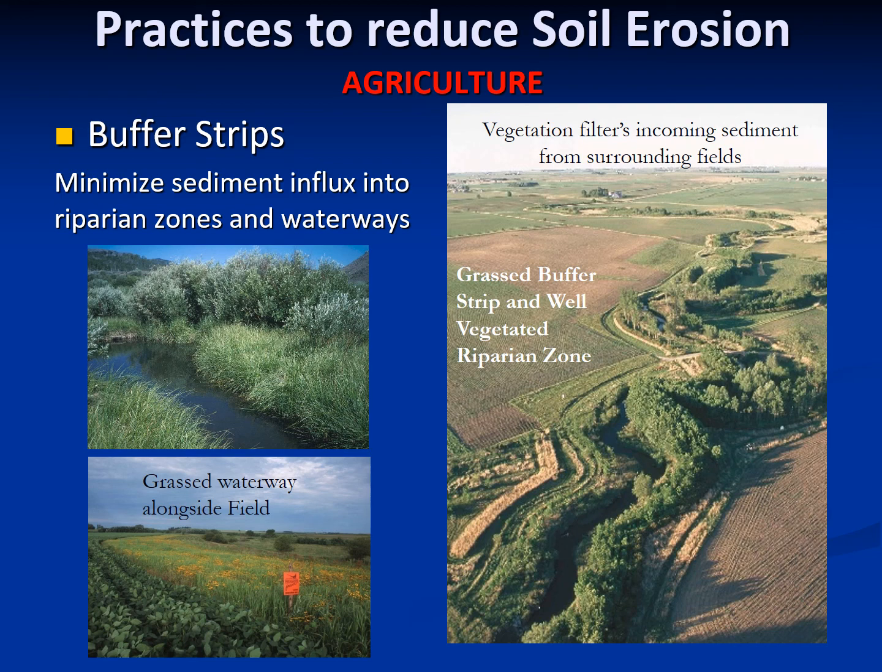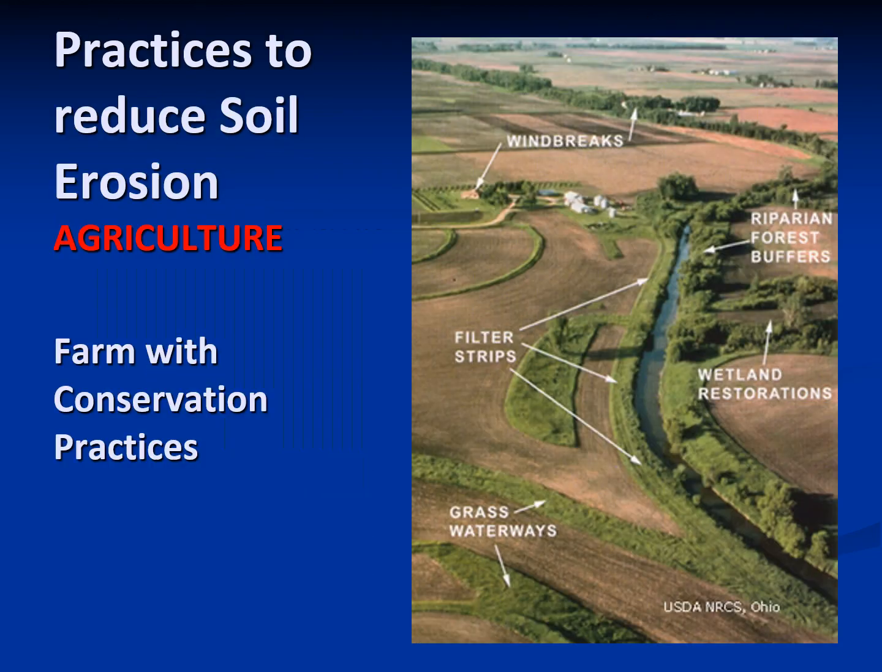These vegetation filters filter out incoming sediment from surrounding fields. They're like little waving fingers protecting any nearby stream or river. So this is a farm showcasing several conservation practices. They may use tillage in their fields, however, they have windbreaks, filter strips, grassed waterways, a wetland restoration, and riparian forest buffers. All wonderful conservation practices that are leading to healthy waterways nearby.